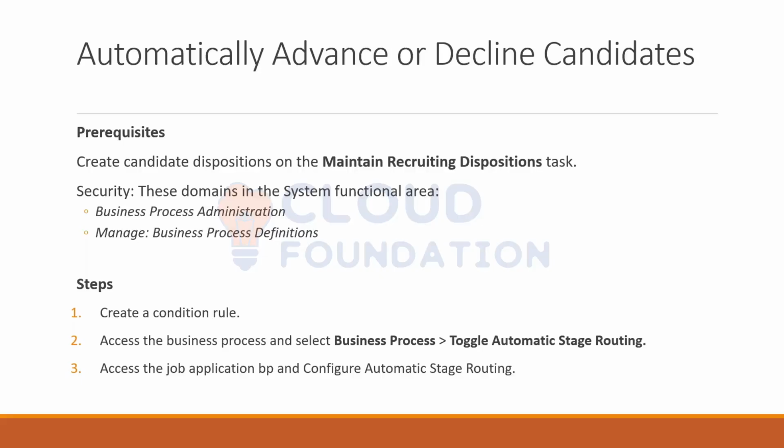So how is that possible? The prerequisite is we have to prepare the required reasons. Then these security domains should be present in the system functional area. I think that will be present, you don't have to worry. But these two should be there. So how can we do it? We first have to create a condition rule, access the business process, select toggle, access business application, and configure this. Now let's get started.